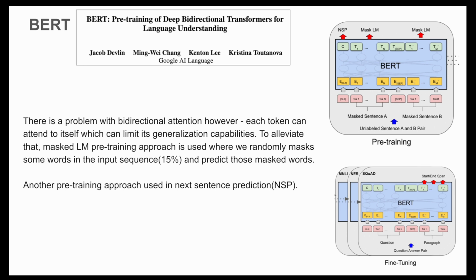So to alleviate this, BERT used a masked language model pre-training approach where, like we said, they randomly masked some words in the input sequence. They said they masked 15% of the input sequence, and then they predict those masked words. Another pre-training approach used is next sentence prediction. But this was a rough overview of BERT. If you want to learn more about BERT, I recommend you read the BERT paper, which is one of the really well-written papers.